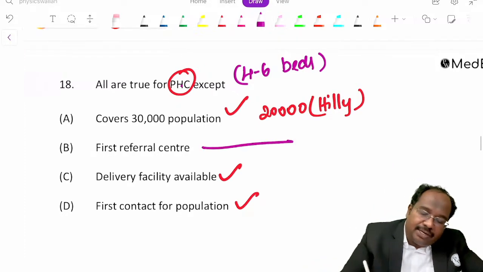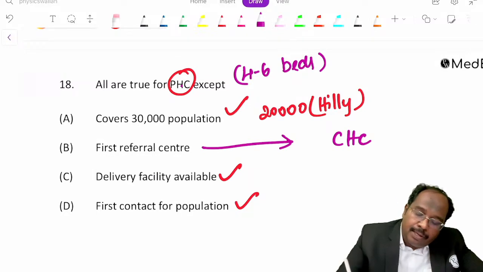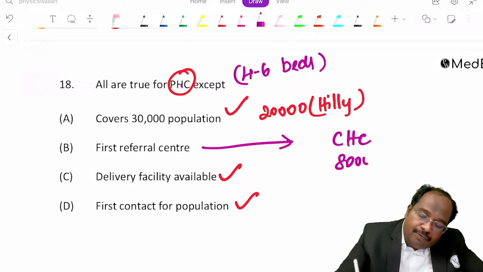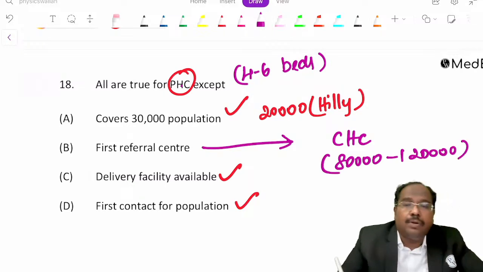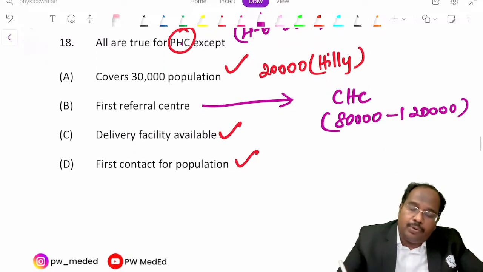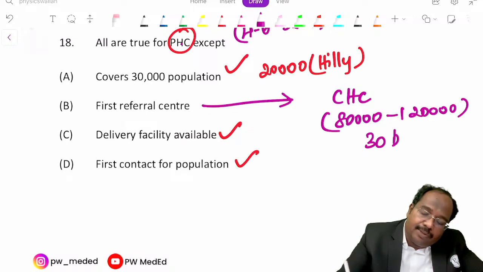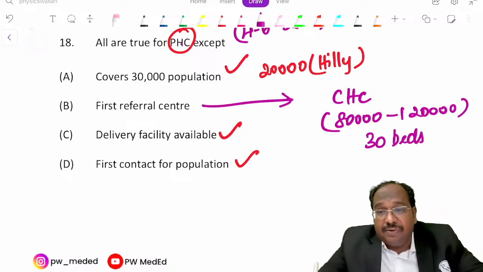First referral center, usually that is CHC, Community Health Center. And the Community Health Center will be there for 80,000 to 1.2 lakh population. 30 beds will be there. And we have specialists will be there.